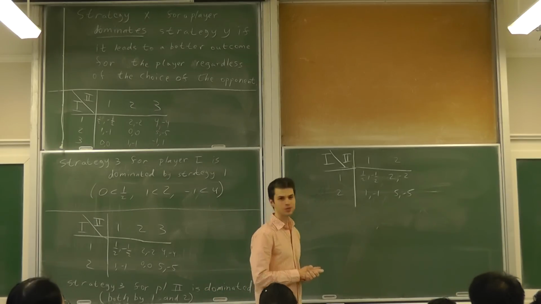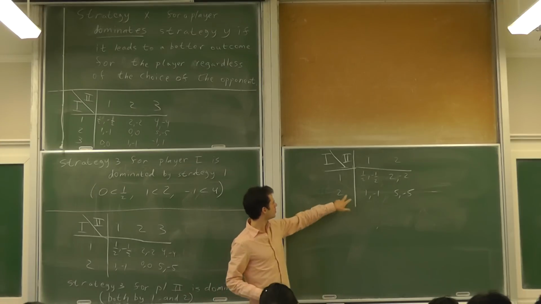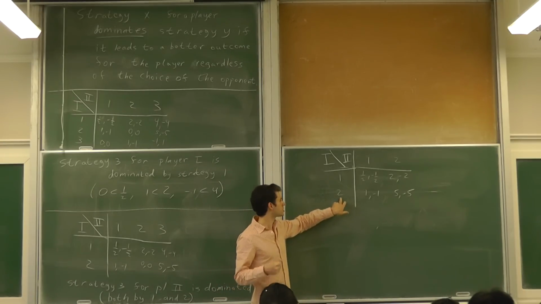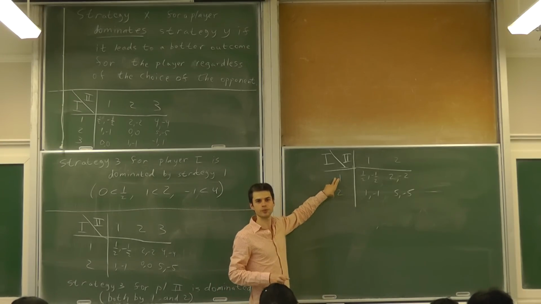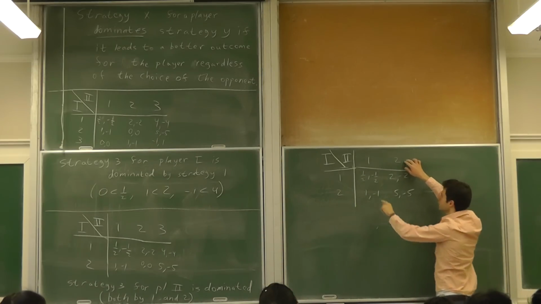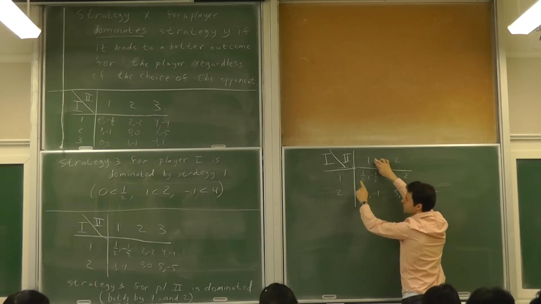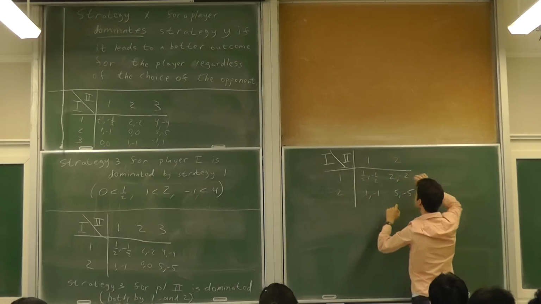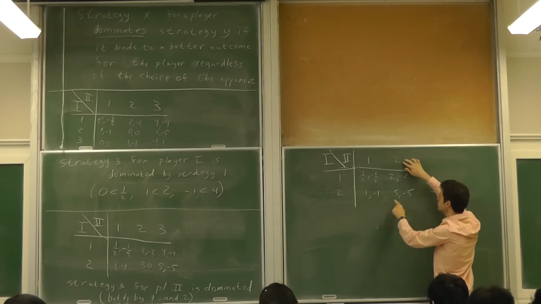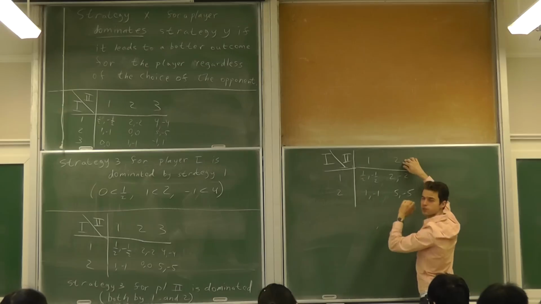I would say 2. No, I was looking at the second. So strategy 2 is strictly better than strategy 1. Regardless of what the other player chooses, 1 or 2, if the other player chooses 1, he's better off choosing 2 because 1 is greater than 1/2. If the other player chooses 2, well, 5 is greater than 2. So strategy 2 dominates strategy 1 here.